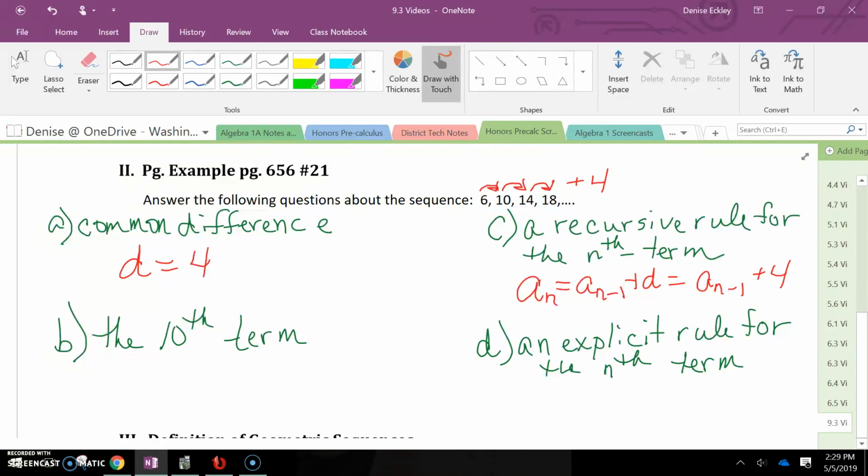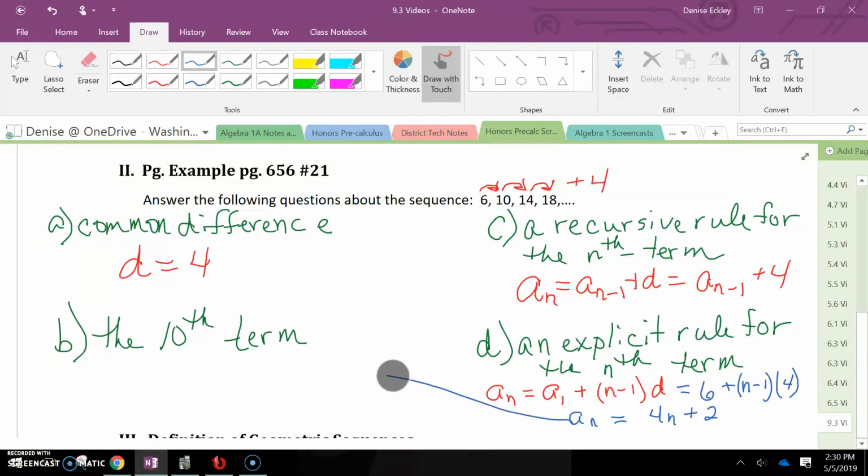And our explicit rule has this form: a sub n equals a sub 1 plus n minus 1 times d, which in this case will equal our first term, which is 6, plus n minus 1 times 4. Or if you want to simplify that, you get a sub n equals 4n plus 2.